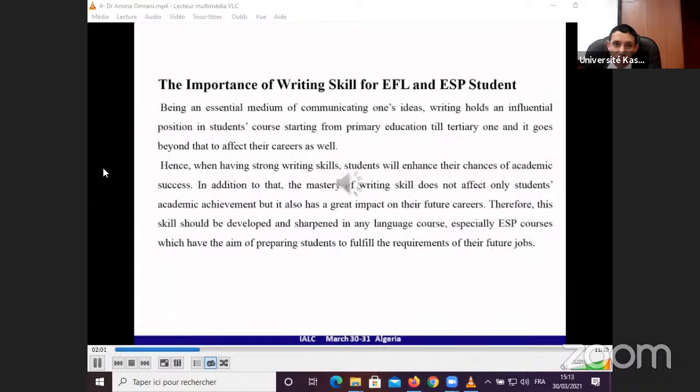The importance of writing skill for EFL students in general and ESP students in particular. Being an essential medium of communicating one's ideas, writing holds an influential position in students' course, starting from primary education till tertiary one, and it goes beyond that to affect their careers as well. Hence, when having strong writing skills, students will enhance their chances of academic success. In addition to that, the mastery of writing skill does not affect only students' academic achievements, but it also has a great impact on their future careers. Therefore, this skill should be developed and sharpened in any language course, especially ESP courses, which have the aim of preparing students to fulfill the requirements of their future jobs.